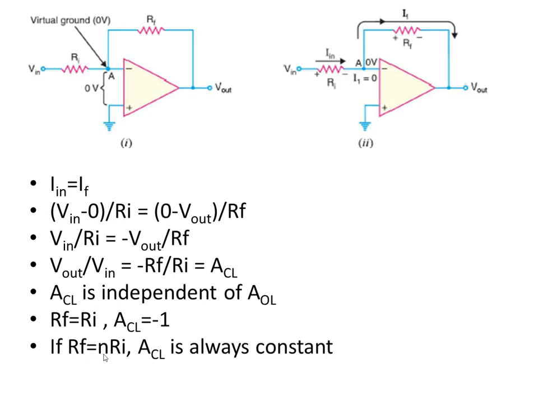RF is equal to N Ri. Sometimes RF can be twice that of Ri, 2 Ri, or 3 Ri, or 5 Ri. Then what will be the closed loop gain? The closed loop gain will be RF by Ri, N Ri by Ri, which is equal to minus N. So if we take it as 2 Ri, the closed loop gain will be minus 2. If we take it as 3 Ri, the closed loop gain will be minus 3.